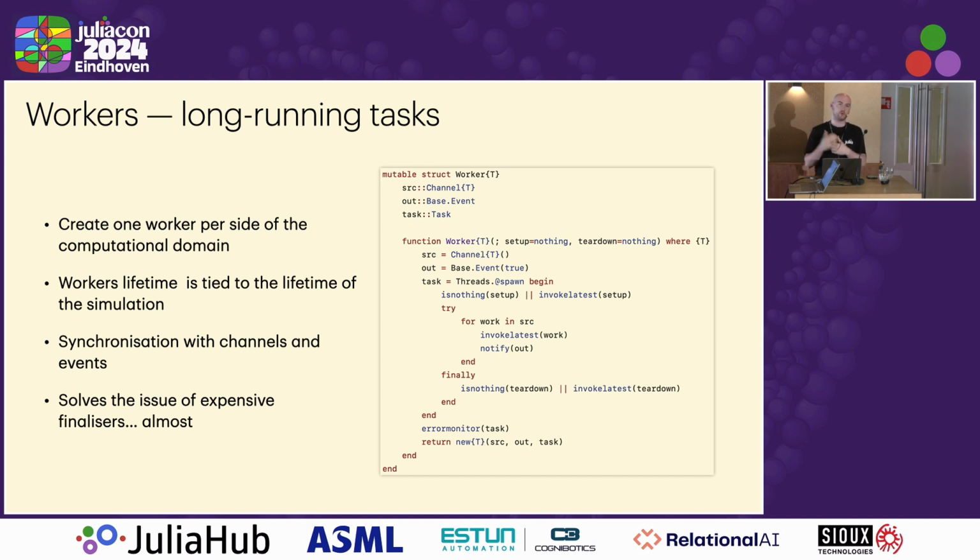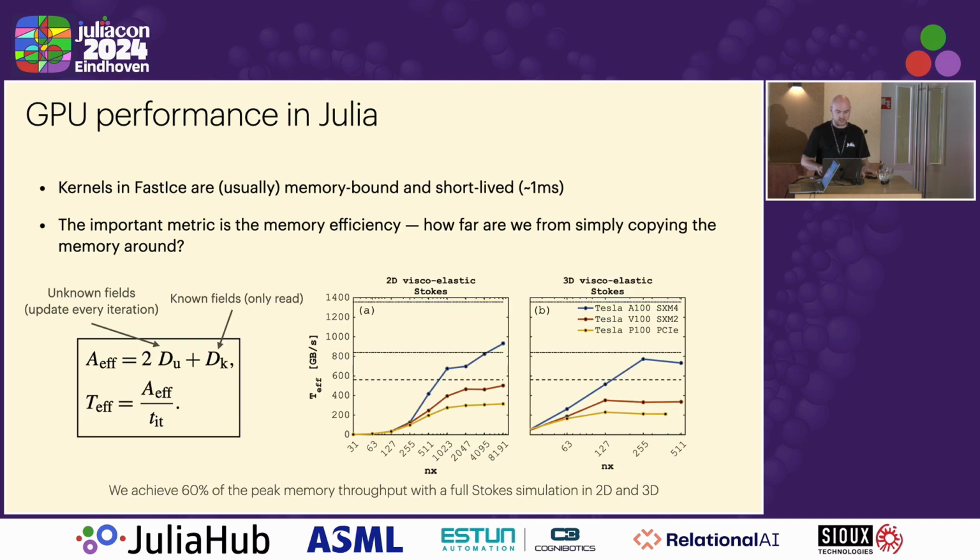If we want some things to execute independently of one another, we just submit them to different workers. For example, you have one worker for the left side of your computational domain, another worker for the right side, and you submit two things to them, and they get executed cooperatively, concurrently with one another. So, for example, one can wait on the GPU computation while the other has already started doing MPI. So it solves the issue of expensive finalizers, almost. I will show you the benchmarks, and you will see what the almost part is.